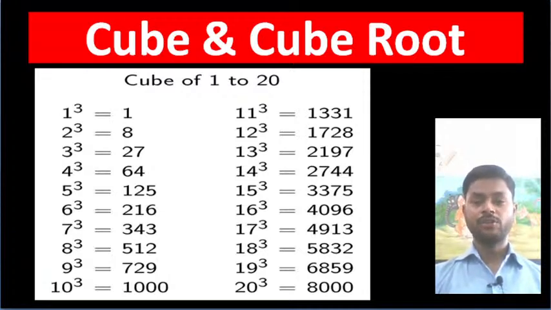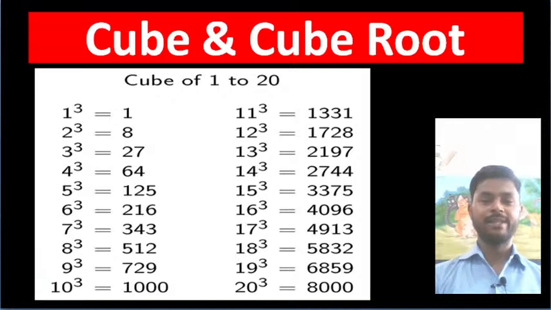Practice all these cubes at your home. You can get these cubes by multiplying the same number 3 times. For example, suppose you want to find the cube of 11, then you need to multiply 11 three times. 11 multiply 11 multiply 11. The product will be 1331. Because when you multiply 11 into 11, it will be 121. And after that, when you multiply 121 into 11, then it will be 1331. Have you any doubt?